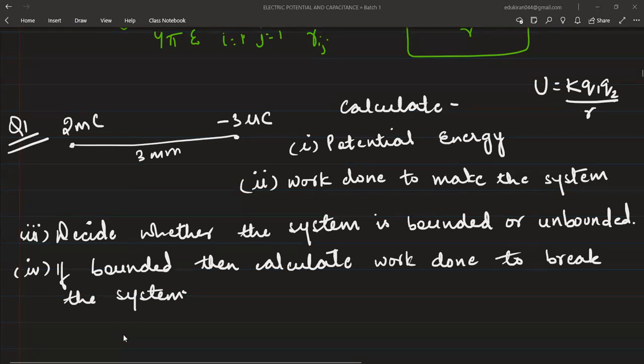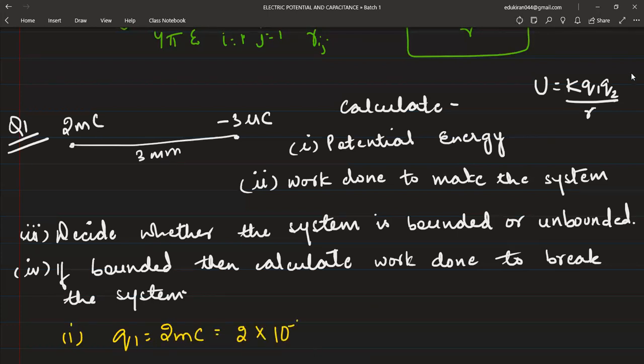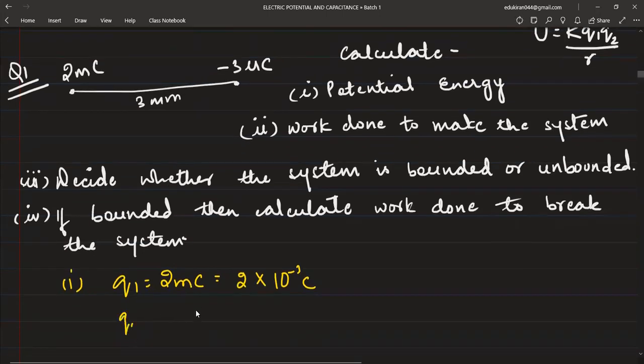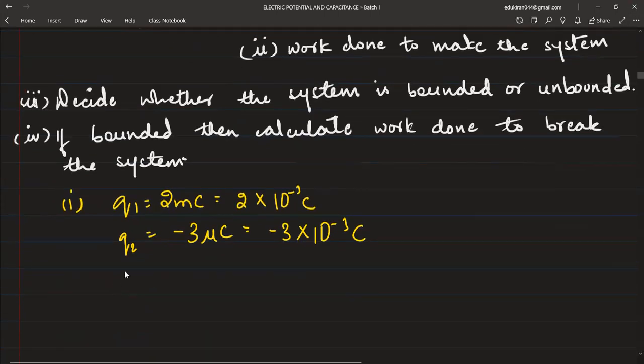Okay, both of you have answered. Let us see now. See, Q1 is equal to 2 millicoulombs, means 2 into 10 to the power minus 3 coulombs. Q2 is equal to minus 3 microcoulomb, which is minus 3 into 10 to the power minus 3 coulomb. And separation is 3 millimeters.